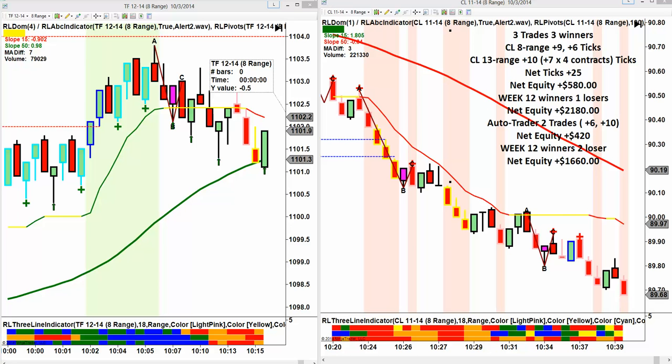Just like last week, we're going to take our conservative retracements, and this is the way we are going to play this market. And this is where we're going to play it every single week, week in, week out.